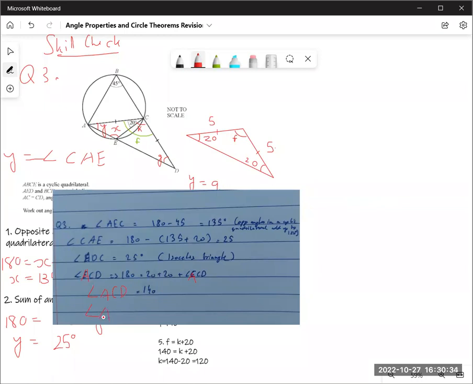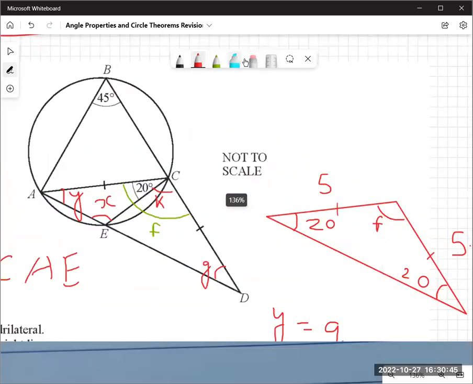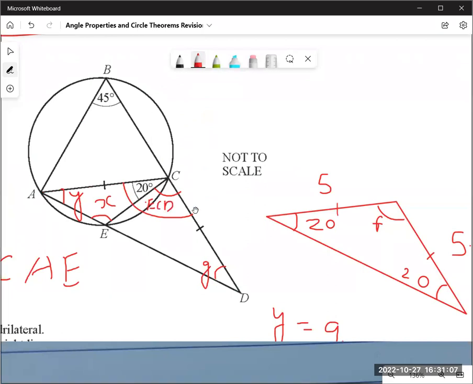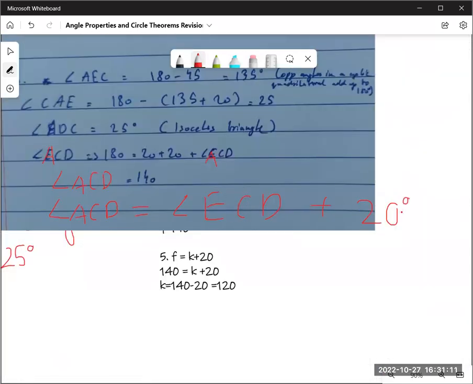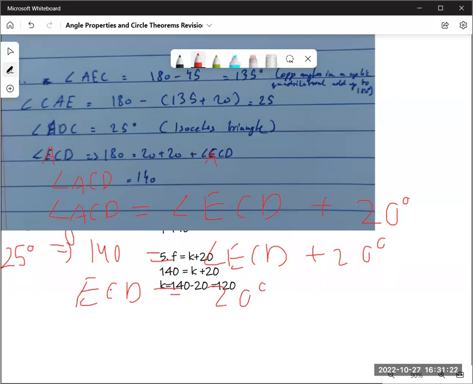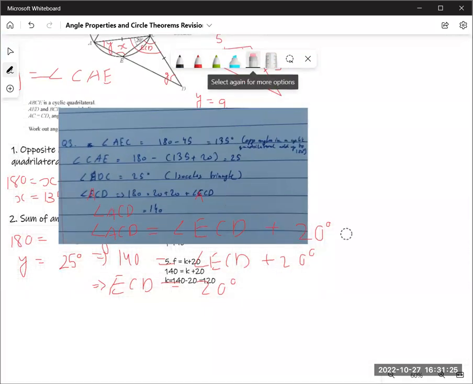And I also know that angle ACD is equal to how much? Angle ECD plus 20 degrees. Look at this. This whole angle ACD has two angles inside it. So 20 and this angle ECD must add up to the whole thing. Is that clear? Yes. So ACD is ECD plus 20 degrees. Therefore, 140 is equal to ECD plus 20. Therefore, ECD is 20 degrees. Any questions? No, sir.